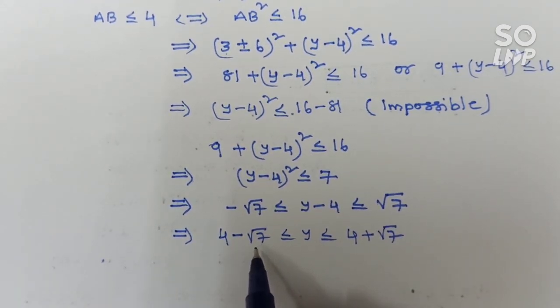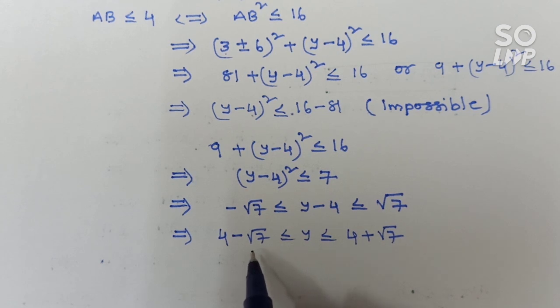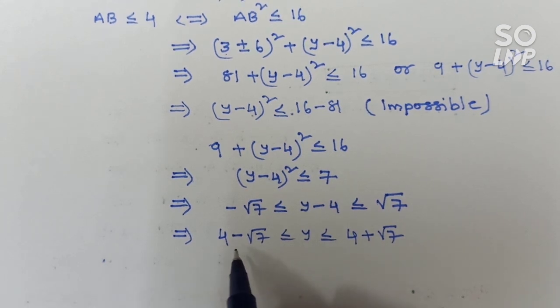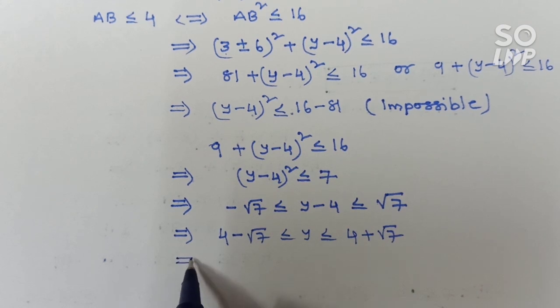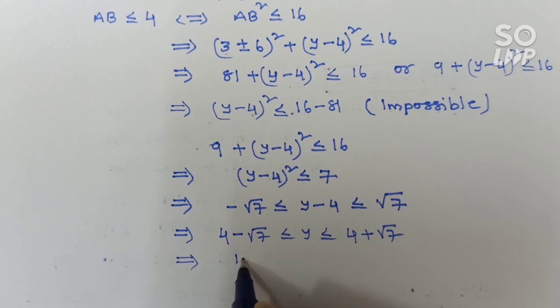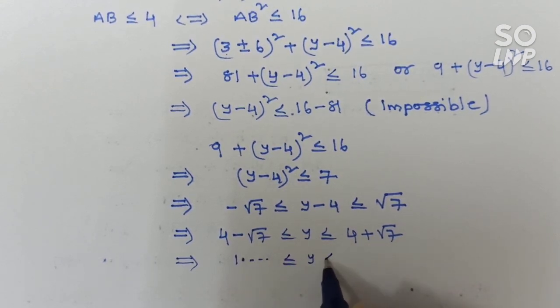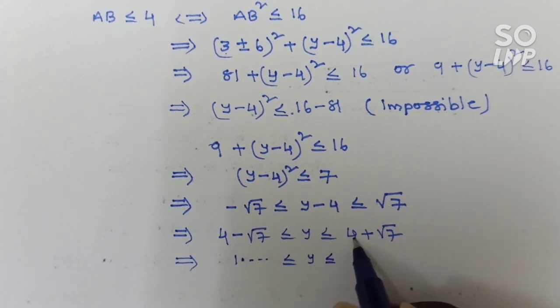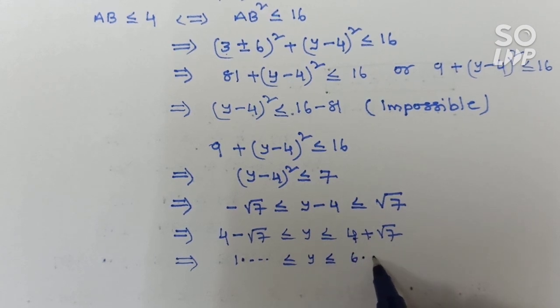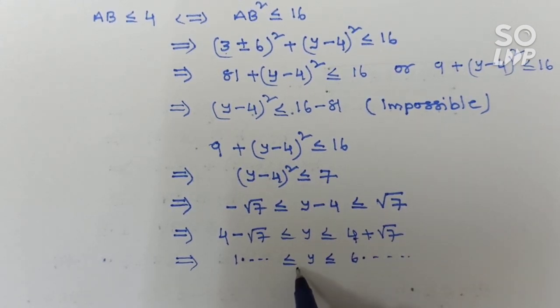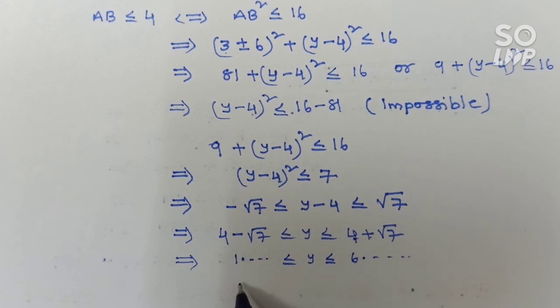Root 7, the approximate value is how much? This one lies between 4 and 9, so that means 2 point something. 4 minus 2 point something is 1 point something. So 1 point something is less than or equal to y, less than or equal to 4 plus 2 point something, which is 6 point something. So what are the integral values of y?